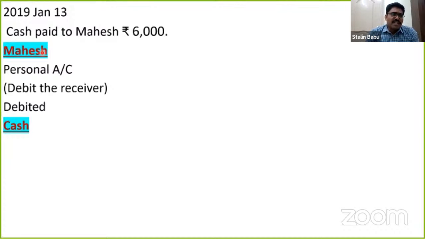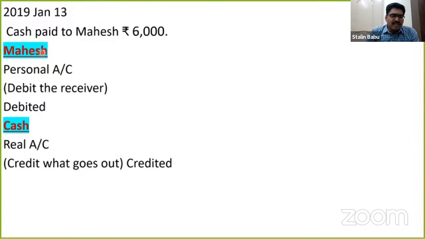So his account should be debited. Cash is going out of the business. Cash comes under real account. According to this principle, real account, debit what comes in, credit what goes out. Here, cash is going out of the business, so cash account should be credited.